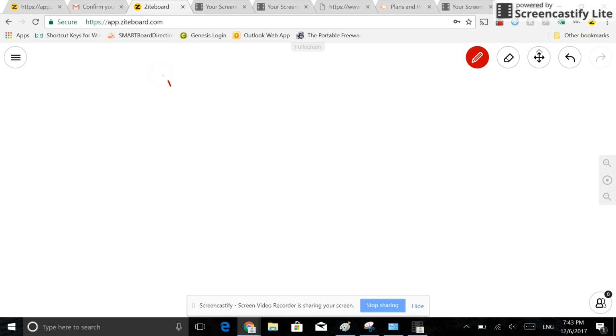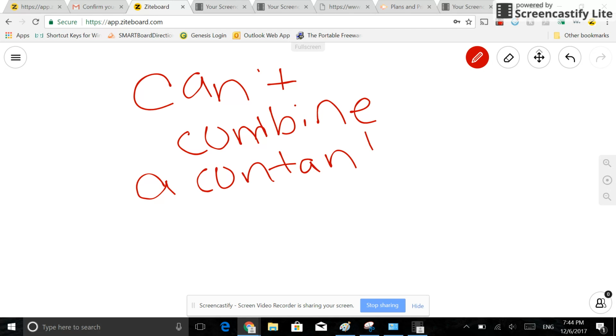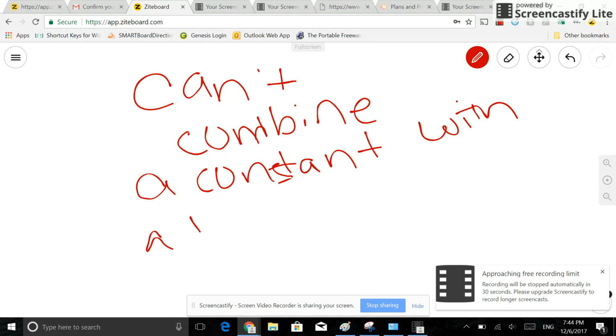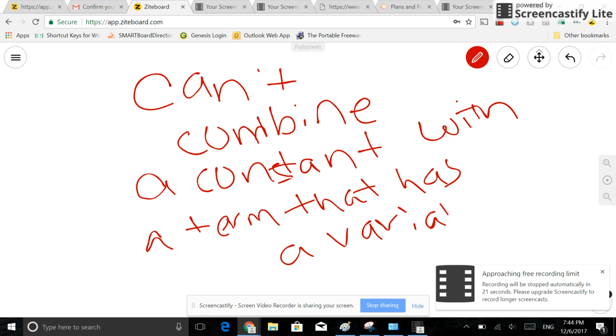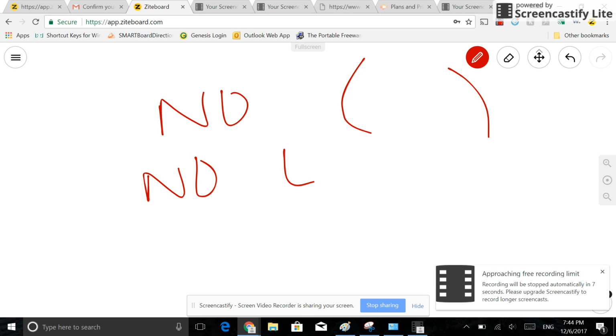You can't combine a constant with a term that has a variable. So that's important. And then last, you just want to make sure that you have no parentheses, and no like terms.